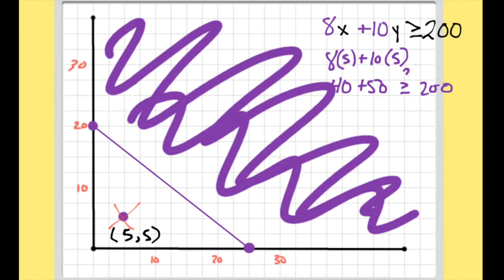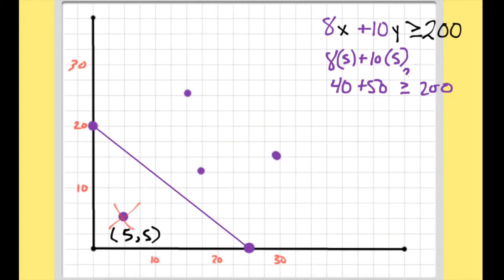Now they want us to give 3 possible combinations of hours that will allow you to meet your goal. Well, you have plenty of options because all you have to do is find a point somewhere out here. Okay? So you have to find a point in that shaded area. So we can just pick 3 random points and give those coordinates.